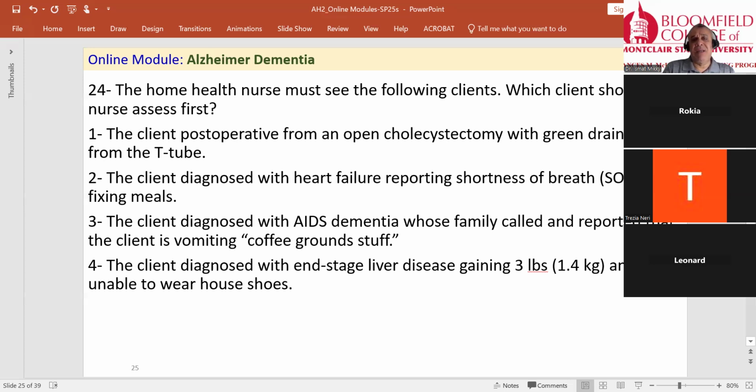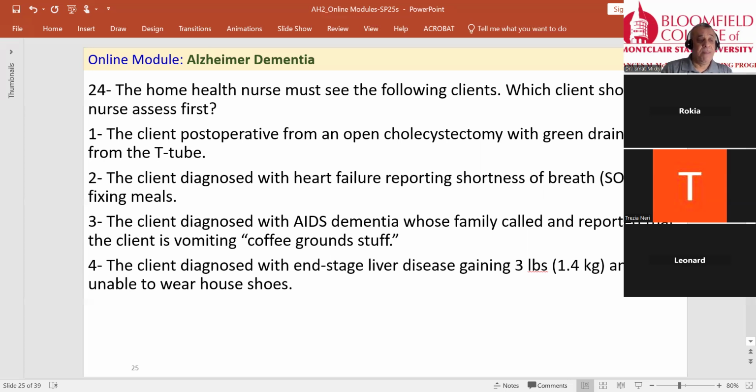Yeah, it is expected. Even for a few days, until the T-tube is removed, we expect that. The greenish drainage is a bile product or bile secretions. So what about number 2? Can it be number 3 or no?